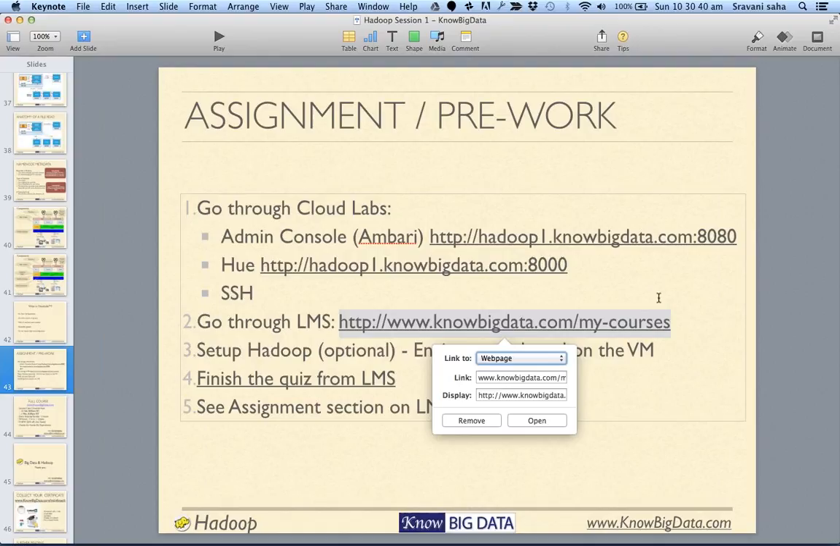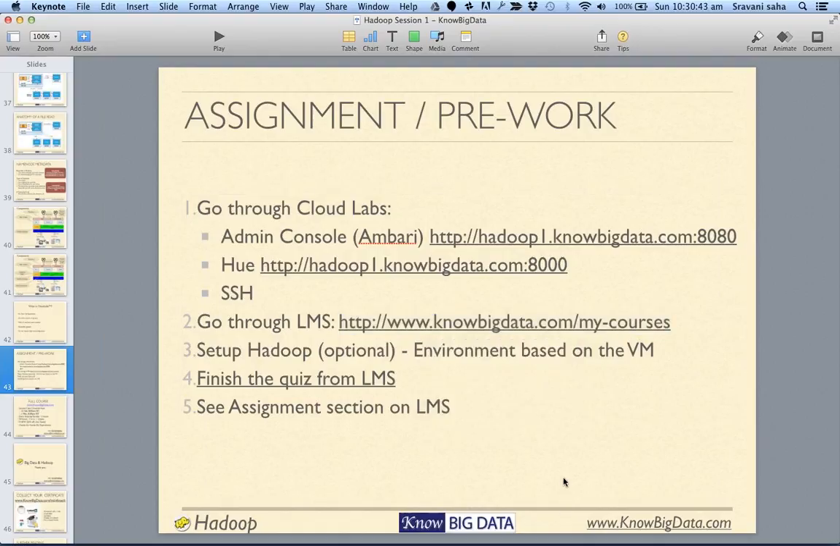Now also go through your My Courses. If you log in, you will see My Courses if you're signed up for any course, and you can set up a Hadoop environment based on a virtual machine also. In case you really want to set up your virtual machine, you can do that here. Okay. Also finish the quiz based on today's session. Some of the questions will be related to MapReduce and YARN. Don't touch those questions. The rest is okay. Okay.